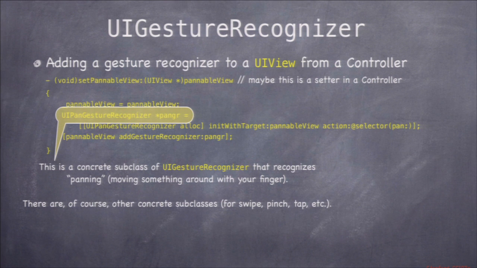And in the setter, what we're going to do is when that view is set in our controller, we're going to add a gesture recognizer to that view so that that view starts recognizing the pan gesture. Pan is put your finger down and move around. That's called panning. So it's very simple. You can see that we create a concrete subclass of gesture recognizer called UIPanGestureRecognizer. You see that there in the yellow bubble.